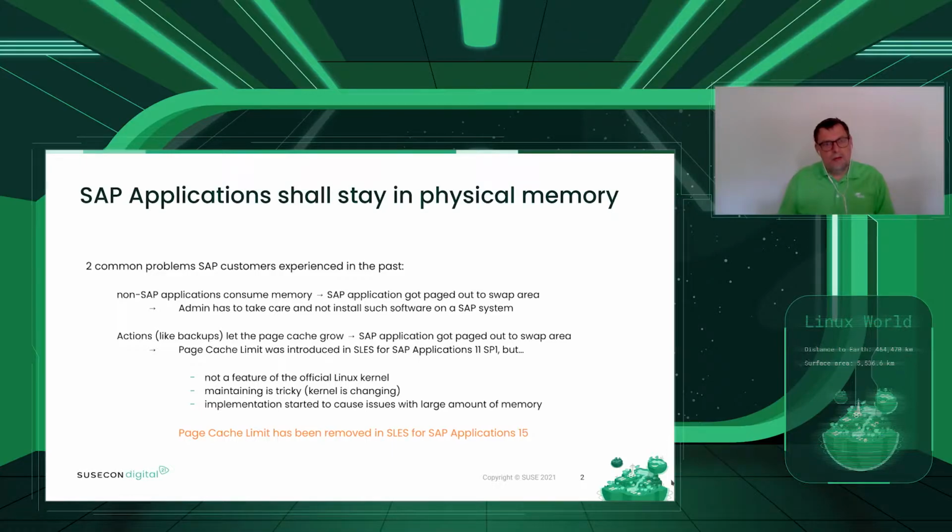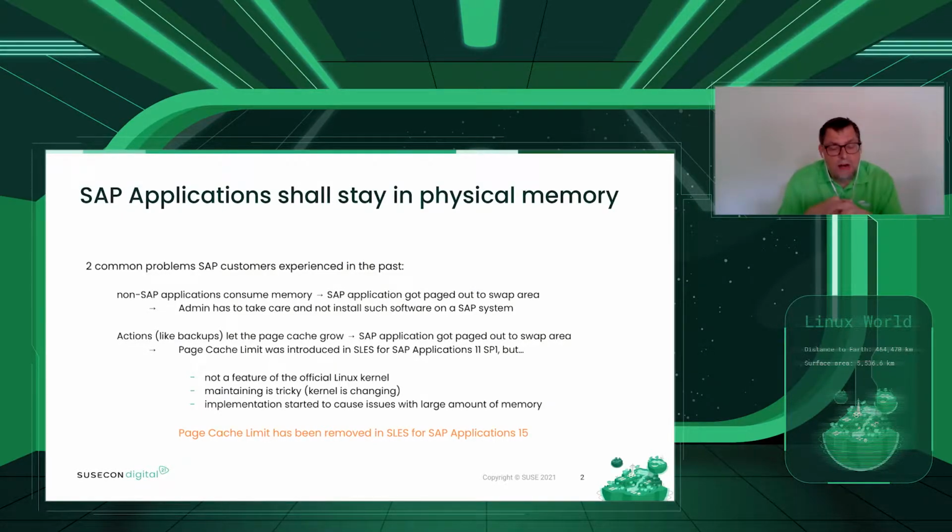So that's our biggest mission. We want to keep SAP applications in physical memory, and we want to avoid swapping. If we look in the past, we have seen two typical cases when we saw swapping. The first one is that besides an SAP application, there was a third party application installed, which started to consume a lot of memory and which caused the kernel to swap out the SAP application. So in the past, there was only one solution for that.